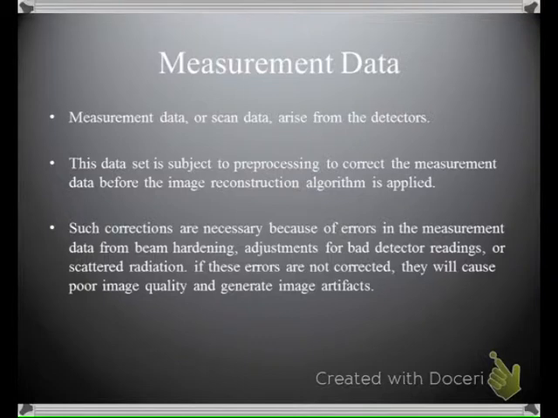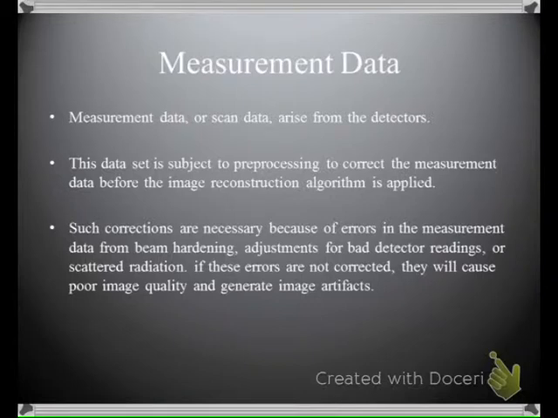So if we first begin by looking at measurement data, we see that this is scan data. This is what comes from the detectors. This is data that is in a numeric form on a matrix. This data set is subject to pre-processing to correct the measurement data before the image reconstruction algorithm is even applied. Such corrections are necessary because of errors in the measurement data from beam hardening, adjustments for bad detector readings, or scattered radiation. If these errors are not corrected, they will result in poor image quality and generate image artifacts.